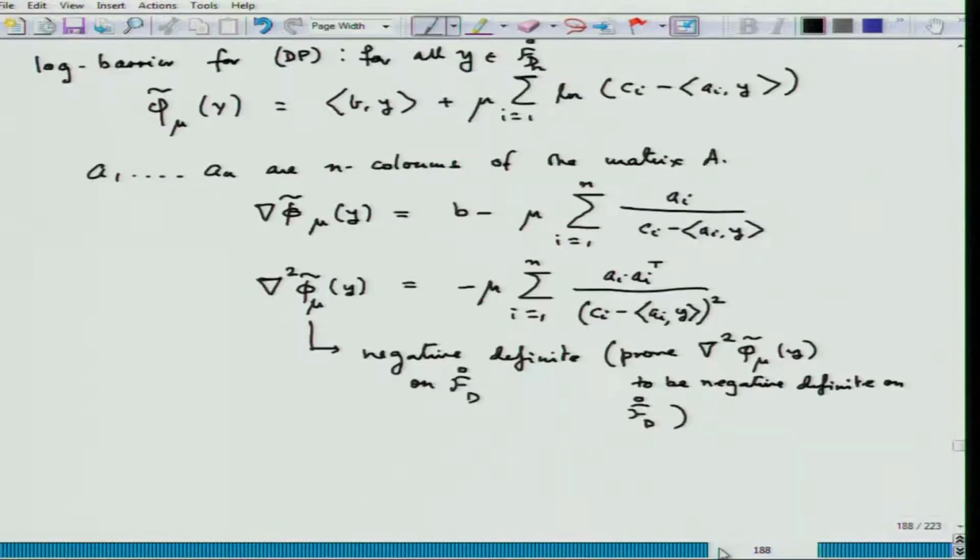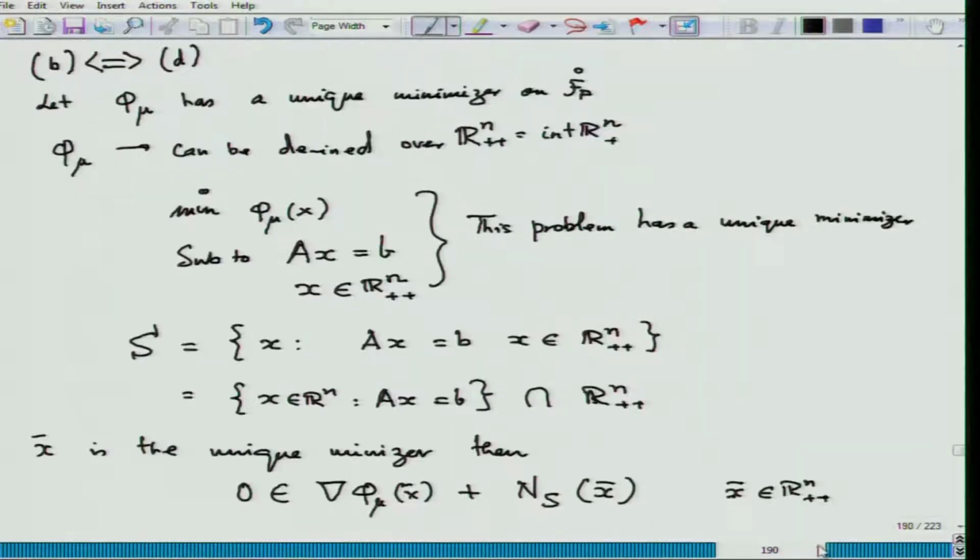Now, we said that we will try to give a proof of at least a part of the result. So, we will assume that we know that A implies B. So, the interiority condition holds, and we will try to now show that if I have B, I will have D, and if I have D, I will have B.